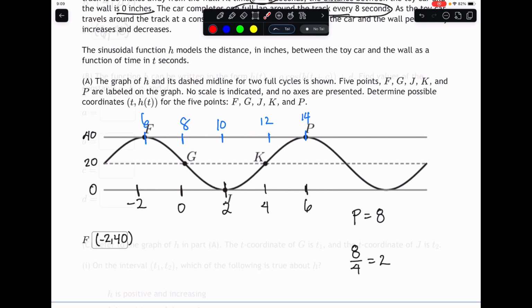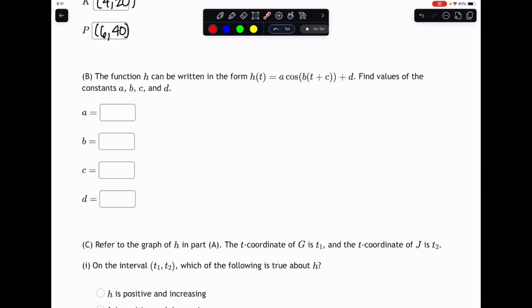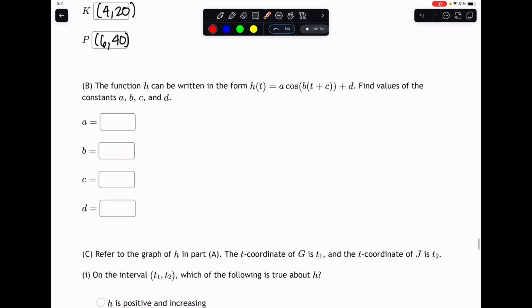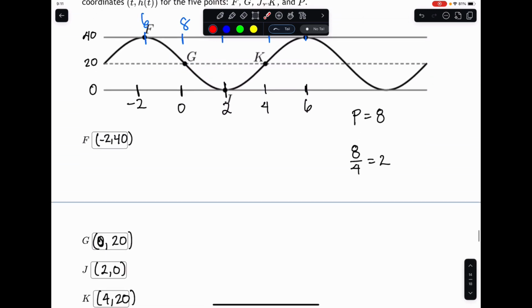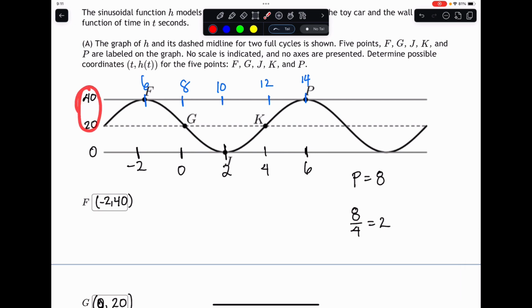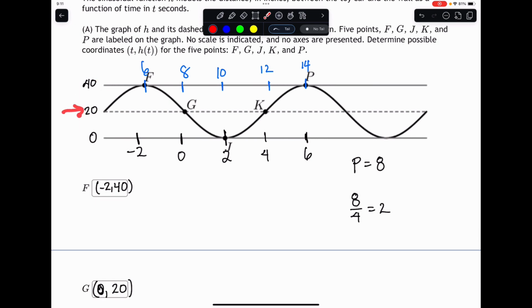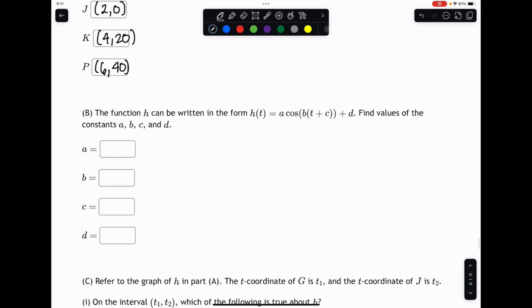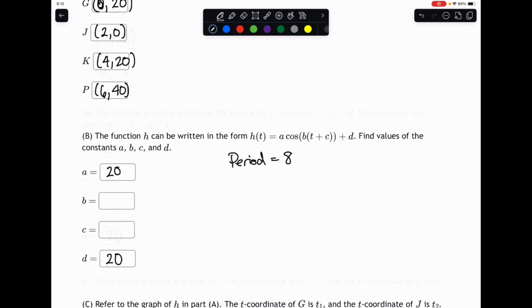Okay. Now for question B, again, find the values of A, B, C, and D. For the vertical transformations, the vertical dilation of A, that's going to be our amplitude. So that is a distance of 20. And since our midline is 20, the answer to A is 20, and that happens to also be the answer to B. Now for the horizontal transformations, the horizontal dilation, we're going to figure that out by getting to 2 pi and dividing it by our period, which our period was 8. So that reduces to pi over 4.